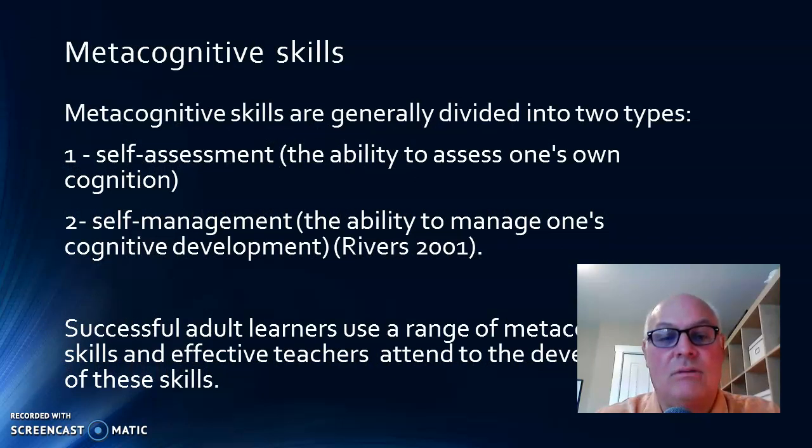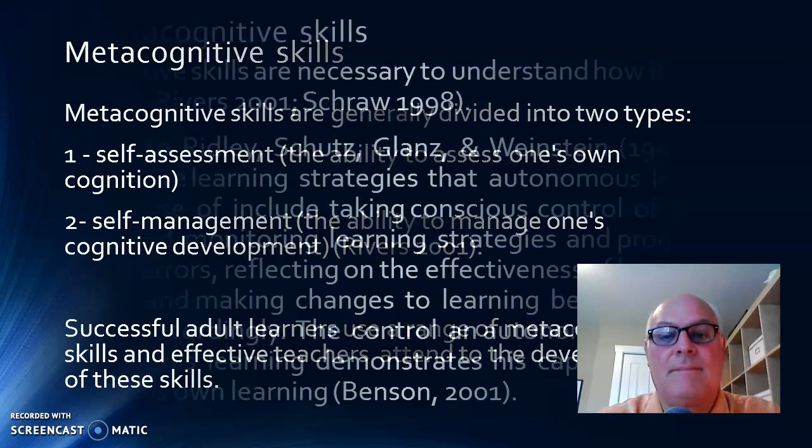Metacognitive skills are generally divided into two types. 1, self-assessment, the ability to assess one's own cognition, and 2, self-management, the ability to manage one's cognitive development. Successful adult learners use a range of metacognitive skills, and effective teachers attend to the development of these skills. And that's, in my view, one of the key elements. There's a role for the student, there's a role for the teacher or instructor. So effective teachers attend to the development of these skills.